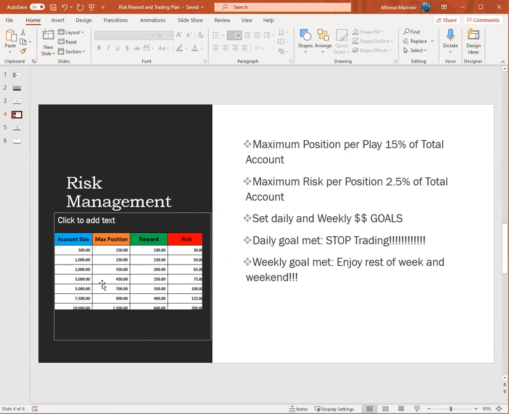But I don't suggest you make more trades than the ones that can be done by dividing your max position over your account size. So in this case, 5,000 divided by 750 is 6. So do not do more than 6 trades per day. And in that regard, you can do it very easily.